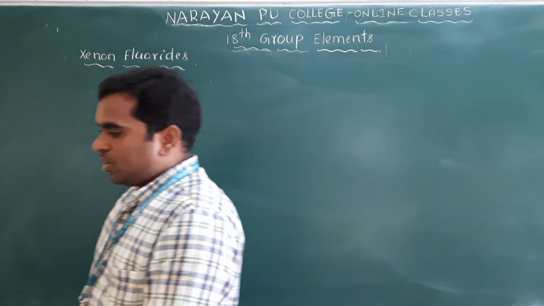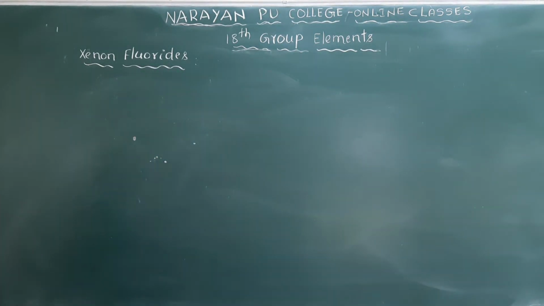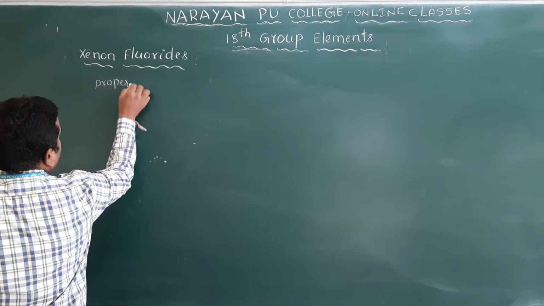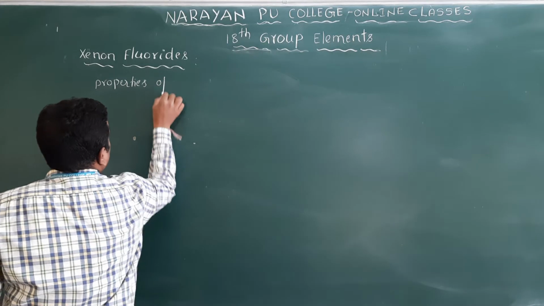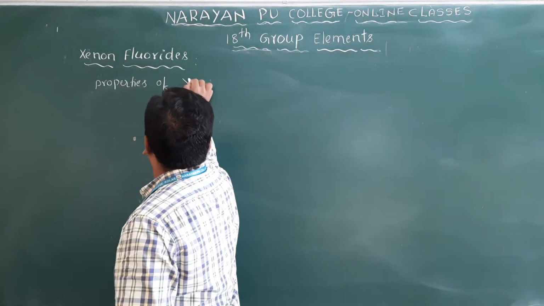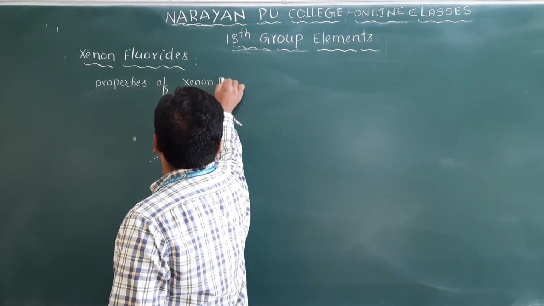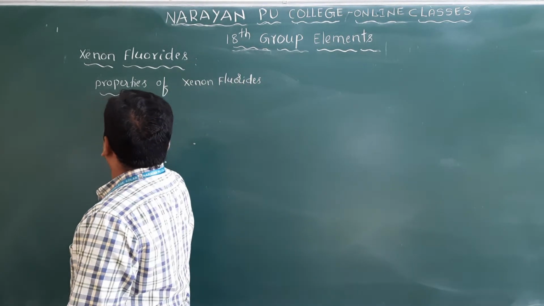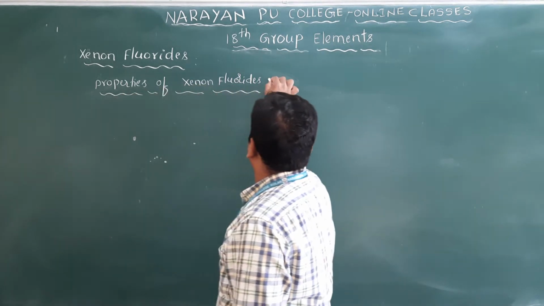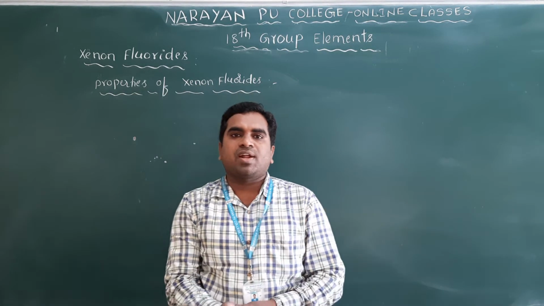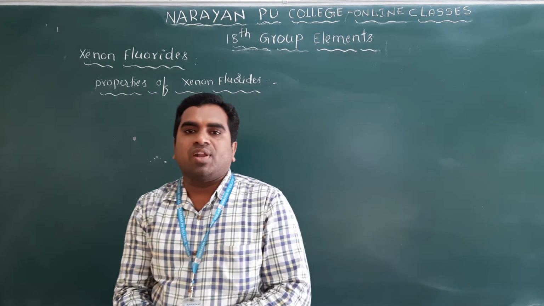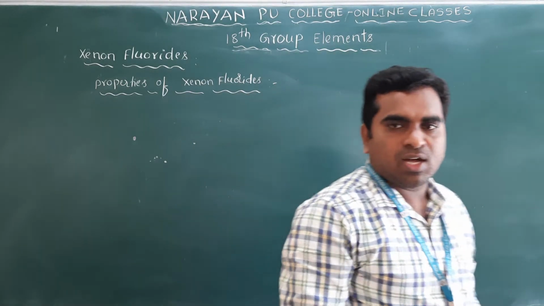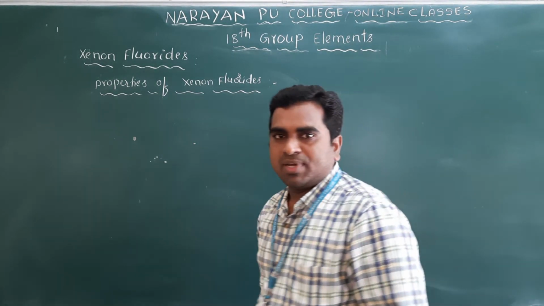Next is the properties of xenon fluorides. We have three fluorides. All xenon fluorides are crystalline solids, and they easily sublime at room temperature.